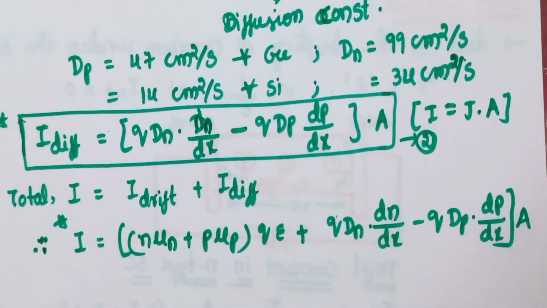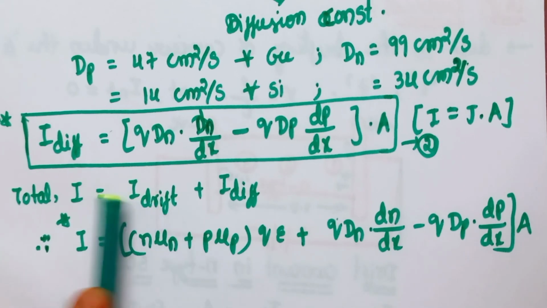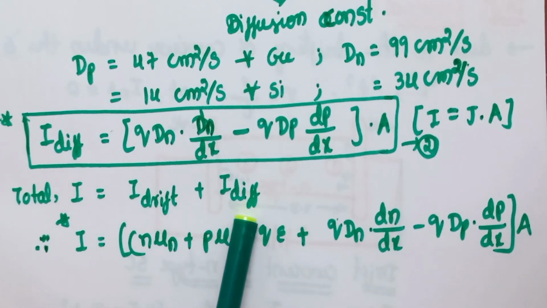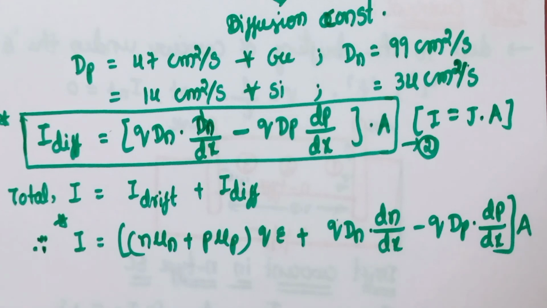Hence, the total current is a sum of the drift current and the diffusion current. The drift current is due to the drifting of carriers under the influence of the applied electric field, whereas the diffusion current is due to the change in the concentration levels of carriers between two particular areas. The total current is the sum of these two. Hence, in this lesson, I tried to explain the types of currents in a semiconductor.